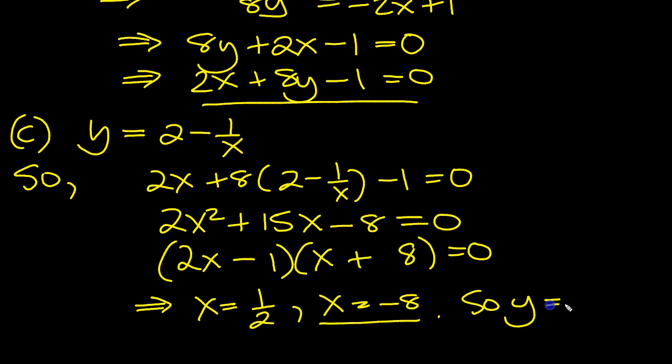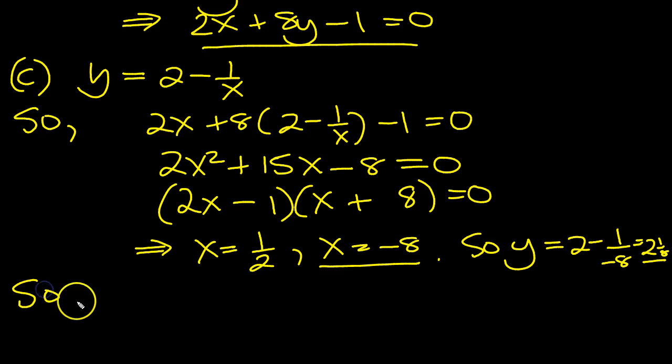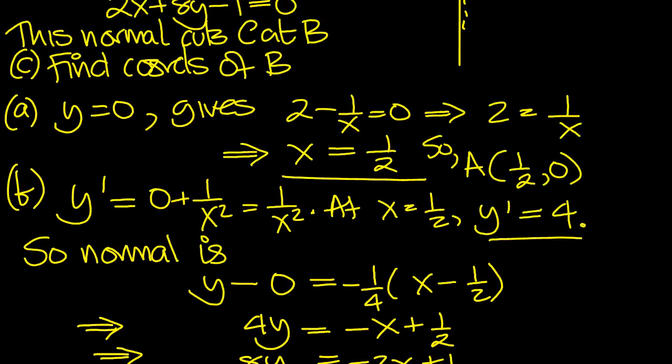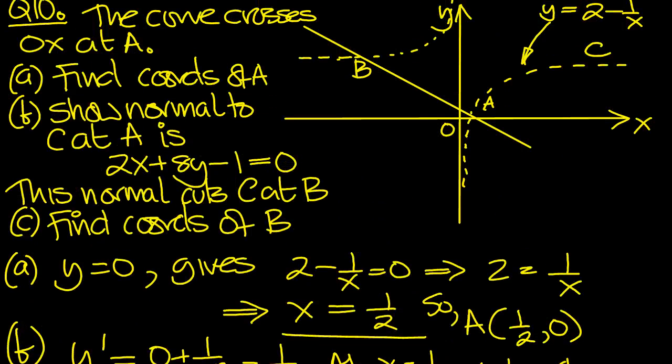So y equals, put minus 8 in, 2 minus 1 over minus 8. Put minus 8 in, 2 and an eighth. So B has coordinates, well, the x-coordinate is minus 8 and the y-coordinate is 2 and 1/8. And I think that was all that was required, wasn't it? Let's just have a look. Find the coordinates of B. Here's our picture. And it all looks okay, doesn't it?